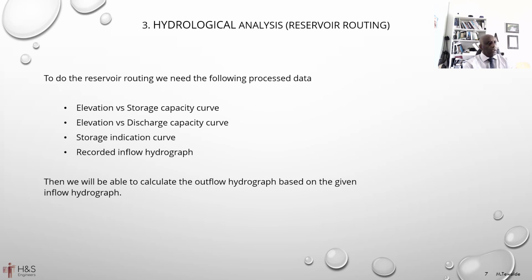Okay, now the hydrological analysis of the reservoir. What do we need to do reservoir routing on the dam? We need to have the elevation storage capacity curve. How much water can be stored at a certain elevation? We have to know that, and we need a curve, a graph, to relate elevation and storage. Then we need the elevation and discharge capacity curve. It means whenever we have this elevation, we can release this amount of water into the downstream. That means it's the capacity to discharge.